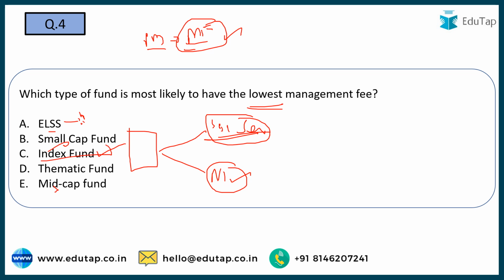Okay, so the answer here will be option number C, because here the fund manager just tries to replicate the return which the market is offering. So if the market is offering you 12%, your index fund will also give you 12%. You don't have to worry about beating the market returns. Rather, you are happy with low or moderate returns also. Therefore, the correct answer here will be option number C.